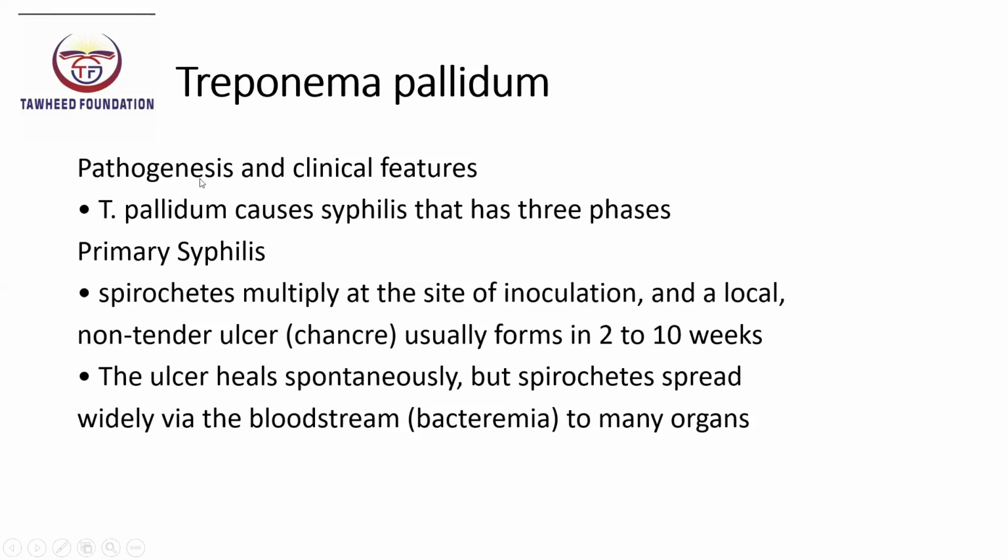So, Treponema pallidum causes syphilis and has three phases: primary, secondary, and tertiary. Spirochetes will multiply at the site of inoculation, and a local non-tender ulcer, which is known as a chancre, usually forms after 2 to 10 weeks of infection. The ulcer will heal spontaneously, but these spirochetes spread widely through the bloodstream, bacteremia, to many organs.